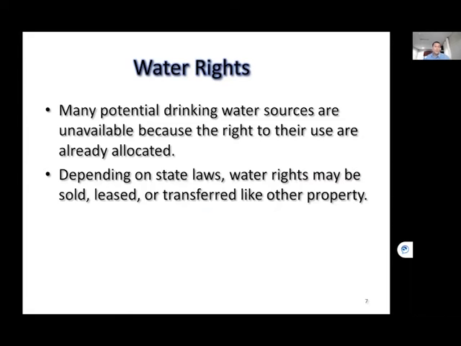Water rights. Many potential drinking water sources are unavailable because the rights to their use are already allocated. Depending on state laws, water rights may be sold, leased, or transferred like other property. So every utility is going to have a right to a certain source of water. And some water utilities or irrigation districts actually sell water to many different users.